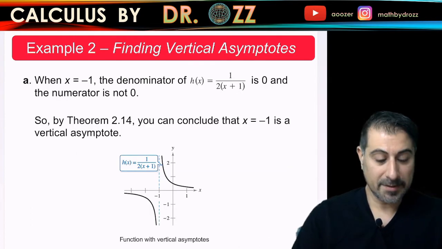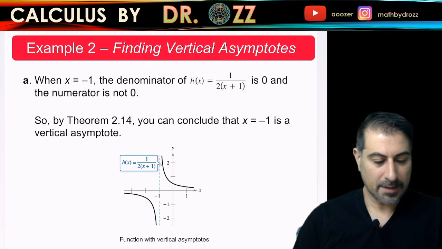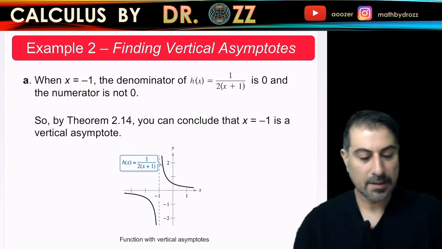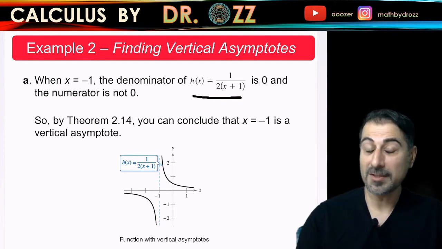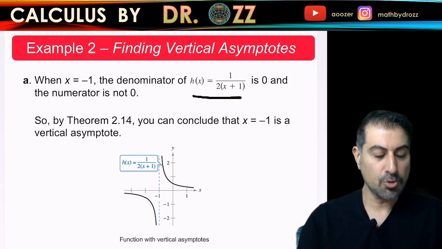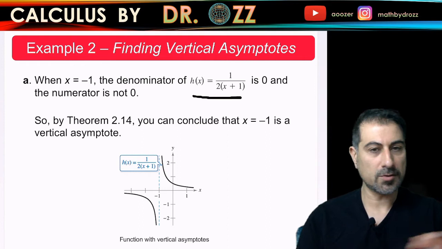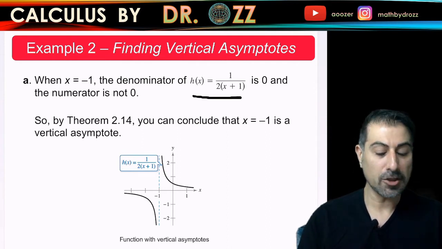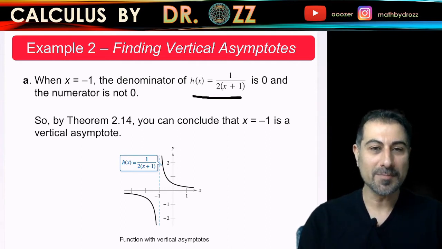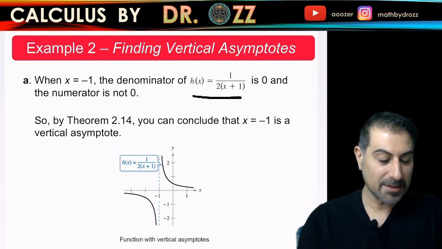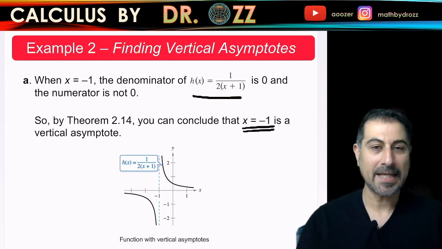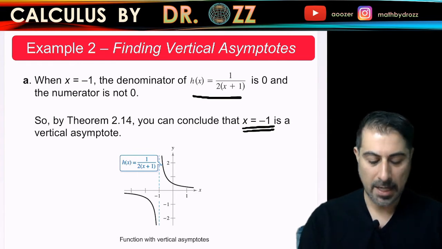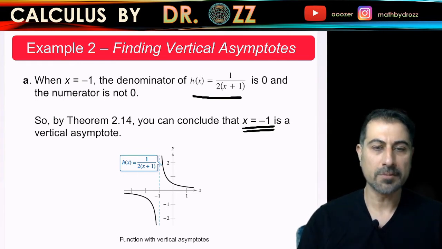And here is a good example to find vertical asymptotes. Let's say the function provided to us is 1 over 2 times (x plus 1). Well, this is a rational function whose numerator is 1, which is totally non-zero, but the denominator becomes 0 at x equals negative 1. So x equals negative 1 is a good candidate for a vertical asymptote. And you can graph the function and observe it by yourself.